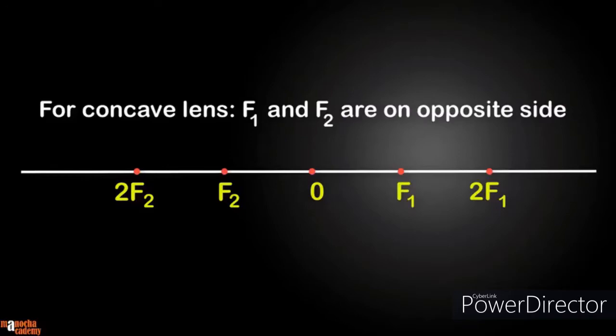Note that in a concave lens, usually the f1 and f2 are on the opposite side compared to a convex lens. So f1 and 2f1 are on the right side and f2 and 2f2 are on the left side. You might find different conventions in different textbooks.